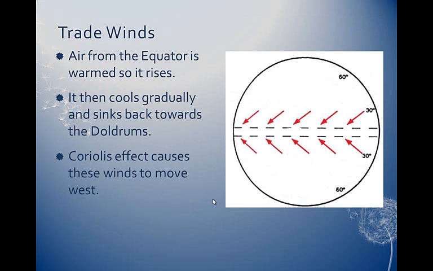Your trade winds, as air from the equator is warmed so it rises. Here are your trade winds. Air from the equator is warmed so it rises. It then cools gradually and sinks back towards the doldrums. The Coriolis effect causes these winds to move west.